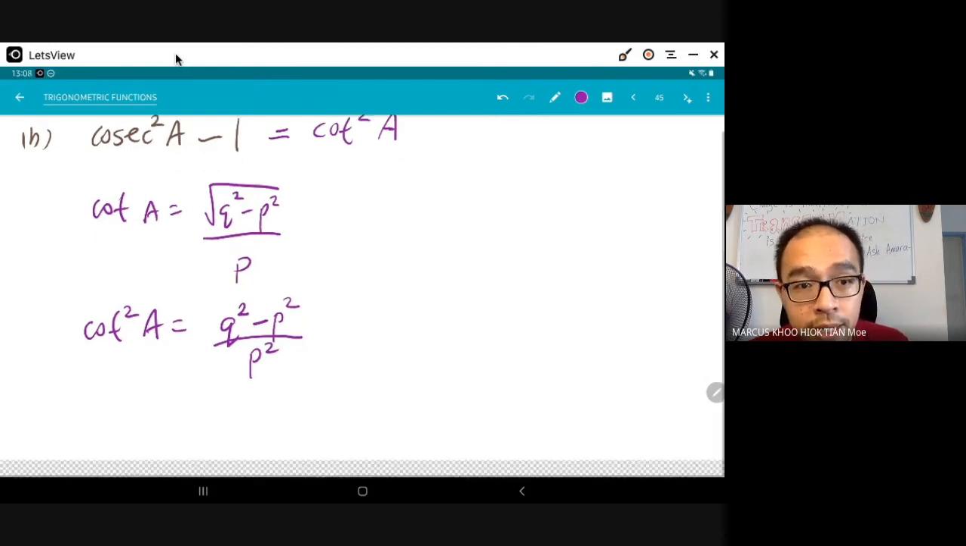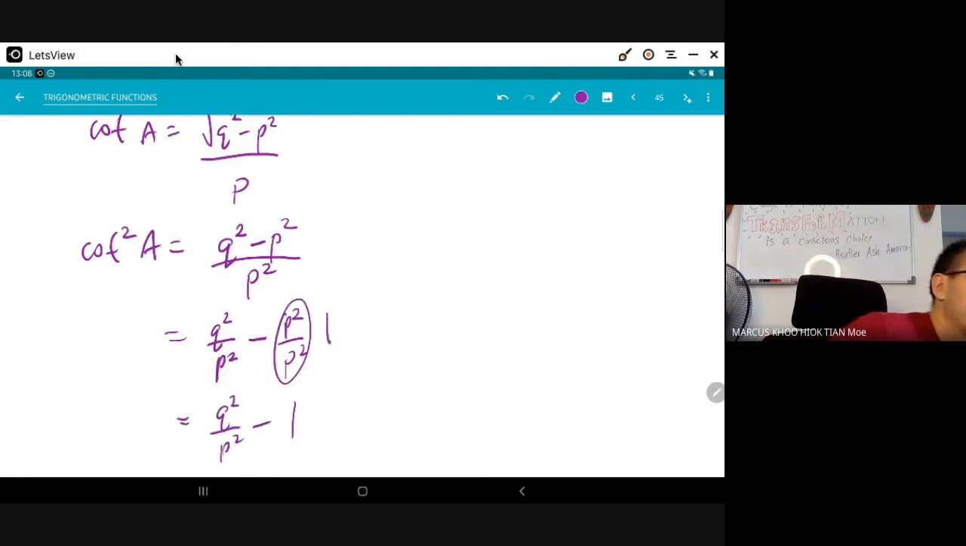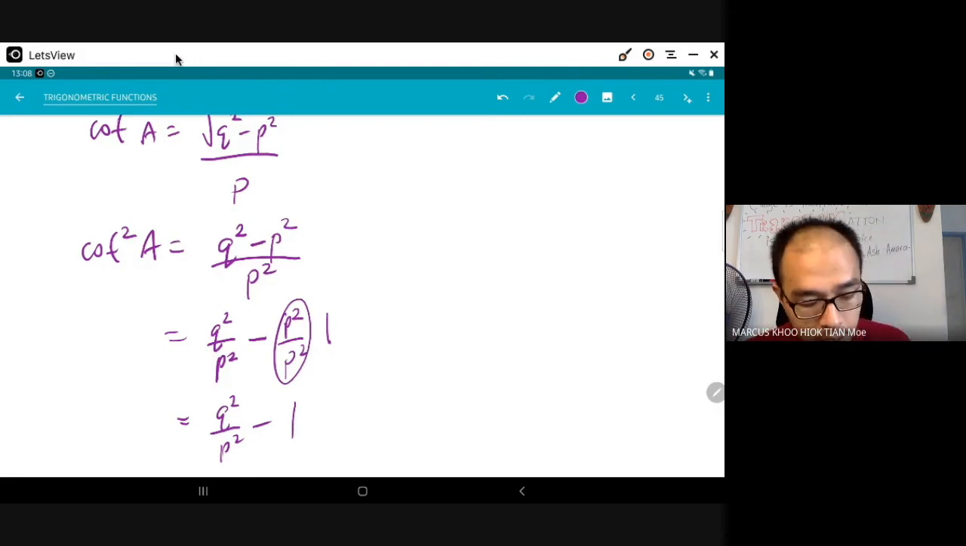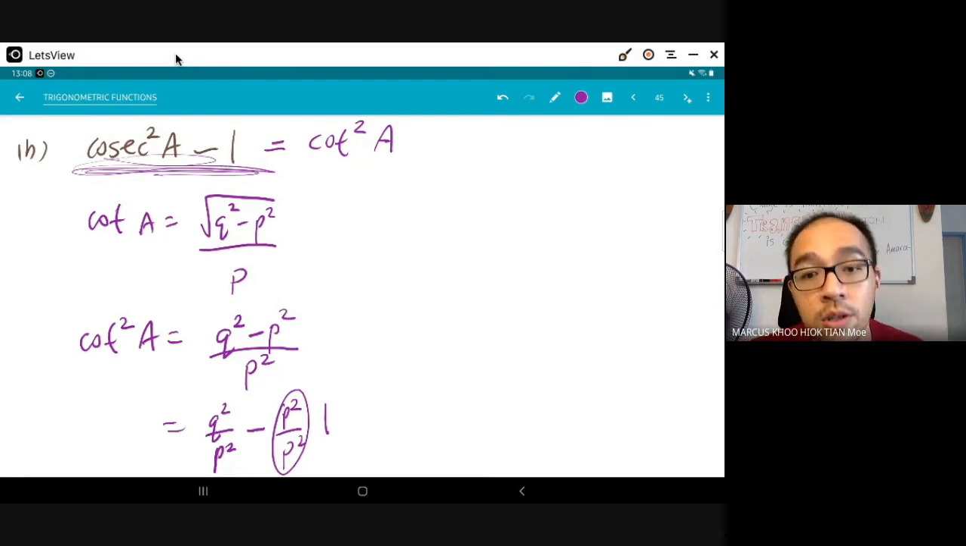Let's simplify this. It can be simplified because you can split this up: Q squared over P squared minus P squared over P squared. This will become 1. So Q squared over P squared minus 1. This will be the answer for this. So when we do this, we eliminate the possibility of the long way, because you have to find sine A, then find cosecant A, then cosecant squared A, and then you minus 1, which always brings a lot of problems. So be fluid with the identities.